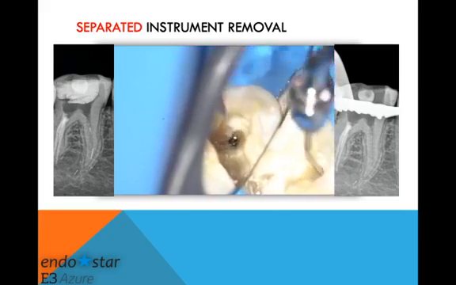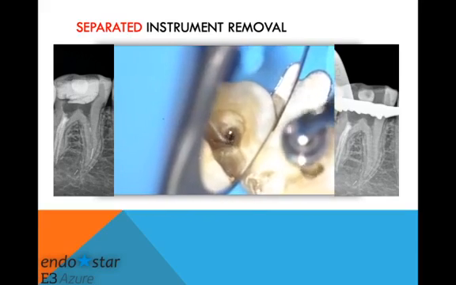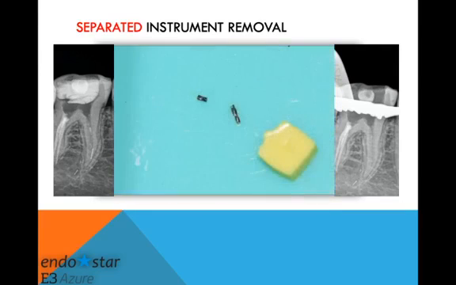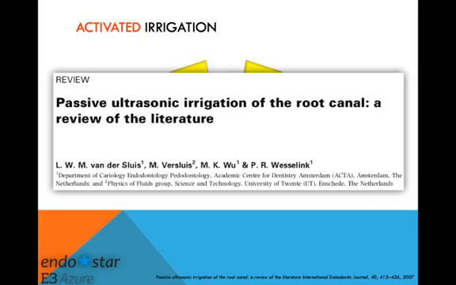There you go. That's the broken instrument, and the second instrument was also removed in a similar way. And if you are comparing the post-operative X-ray to the pre-operative X-ray, you can see not much dentine has been sacrificed. After the broken instrument removal, the case was referred back to the referring dentist.